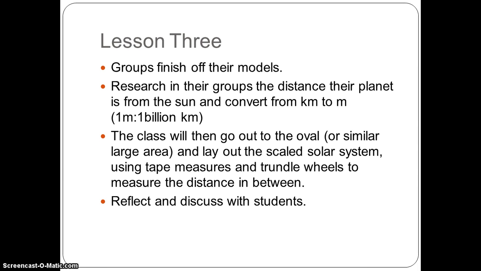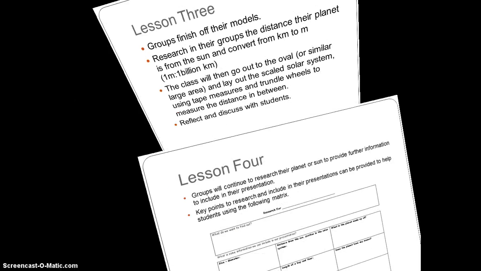Lesson 3. Groups finish off their models. Research in their groups the distance their planet is from the Sun and convert from kilometres to metres. 1 metre equals 1 billion kilometres. The class will then go out to the oval or similar large area and lay out the scaled solar system using tape measures and trundle wheels to measure the distance in between. Reflect and discuss with students.